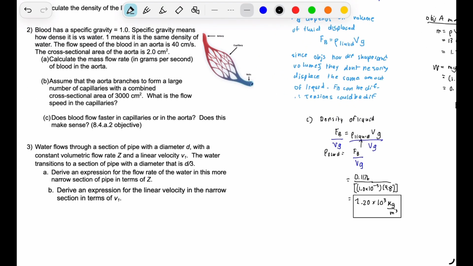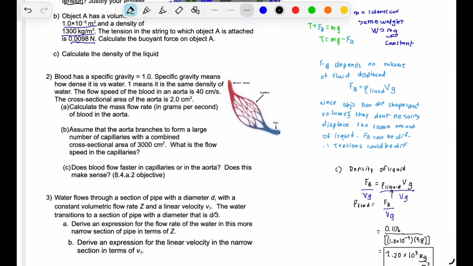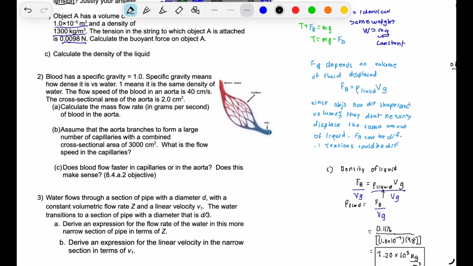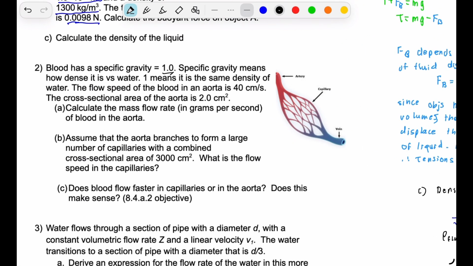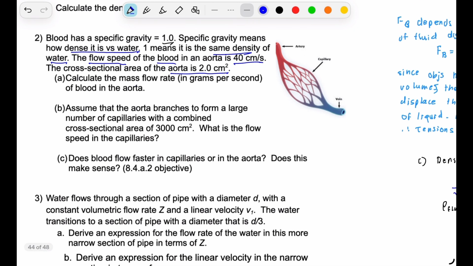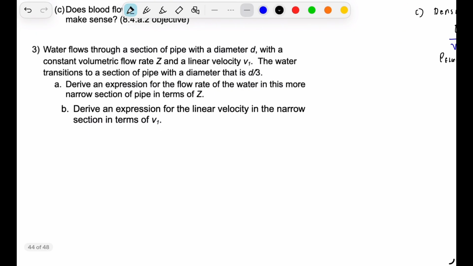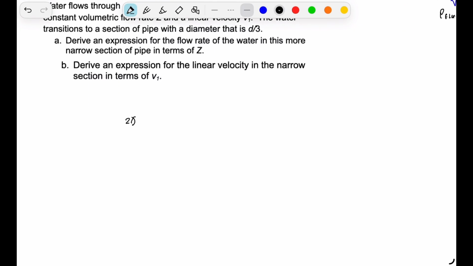Now let's move to our second question. 2. Blood has a specific gravity of 1.0. Specific gravity means how dense it is versus water. 1 means the same density as water. The flow speed of blood in an aorta is 40 centimeters per second. The cross-sectional area of the aorta is 2.0 centimeters cubed. Calculate the mass flow rate in grams per second of blood in the aorta. So let's start with 2A.